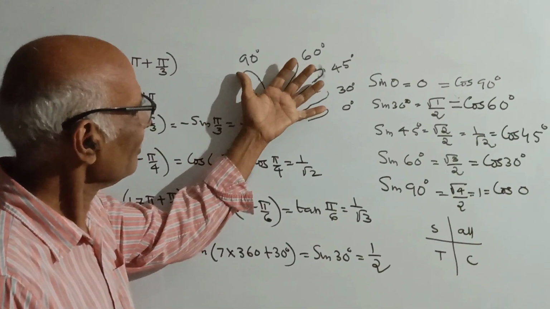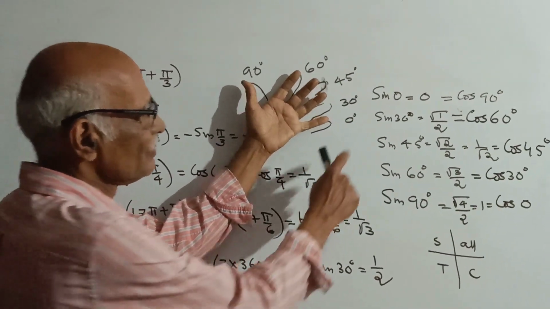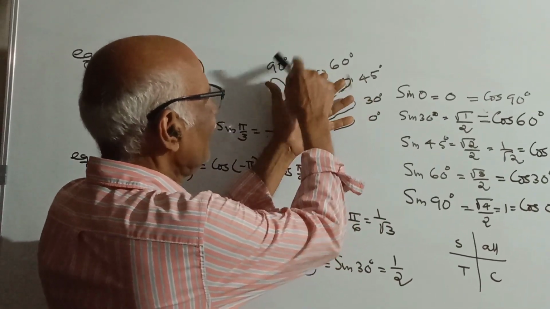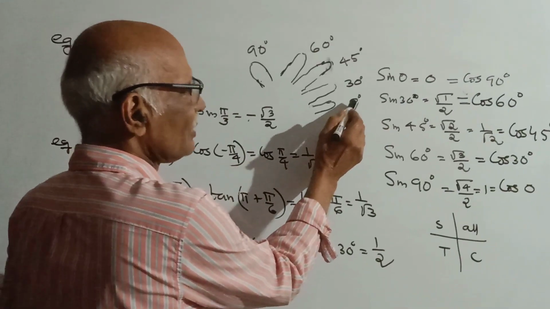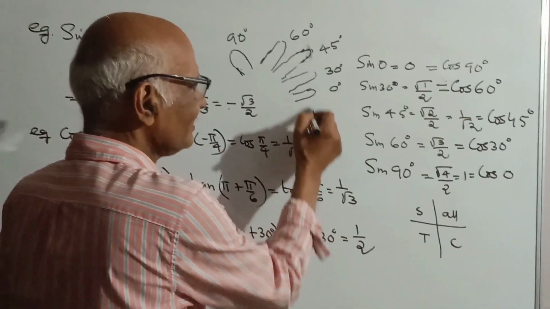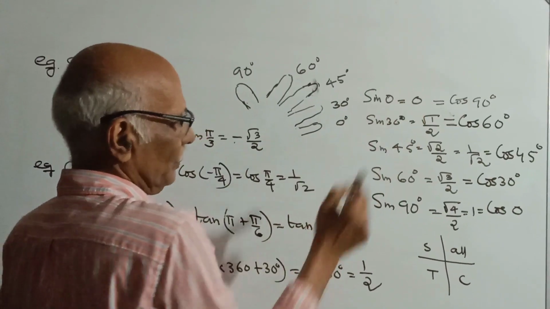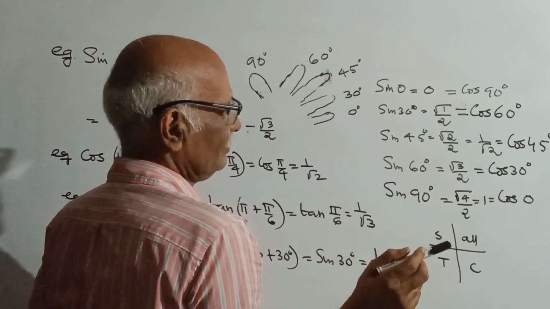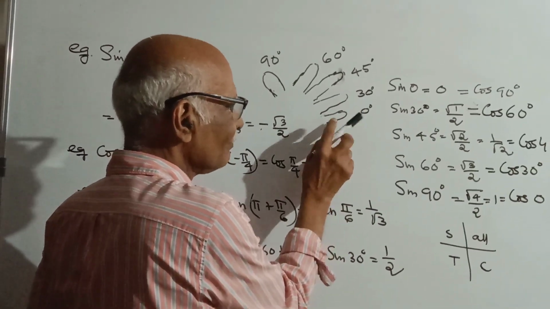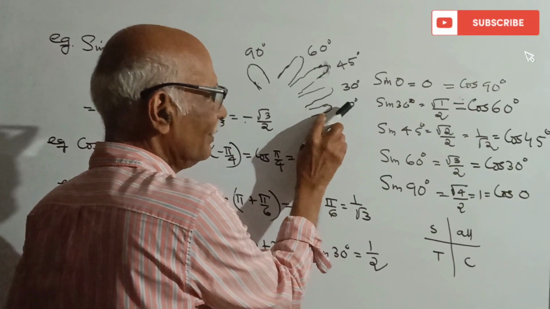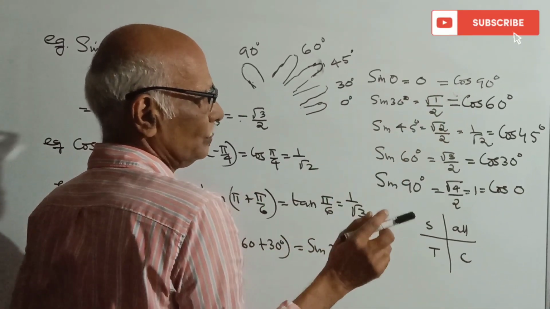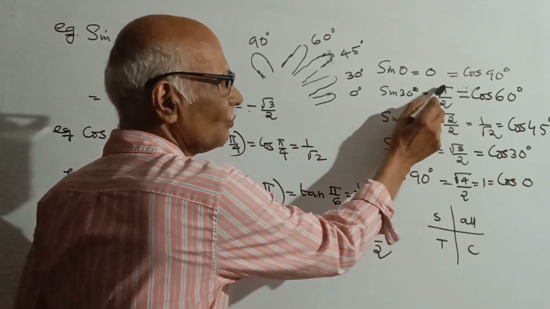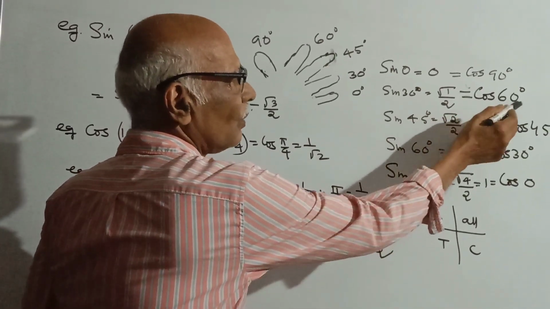Now here we have our thumb or fingers: 0 degree, 30 degree, 45 degree, 60 degree and 90 degree. For 0 degree, below this there is none, so sine 0 is 0, and sine 0 is the complement of cos 90. Now for 30 degree, there is one finger down, so root 1 by 2. And that goes for cos 60.